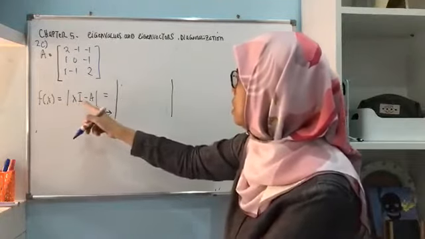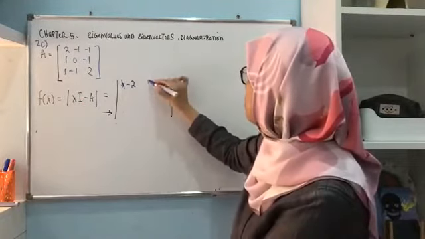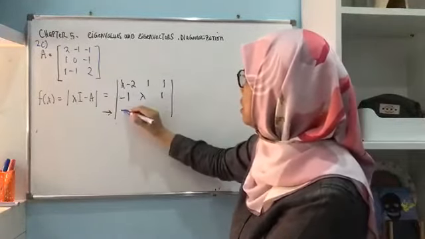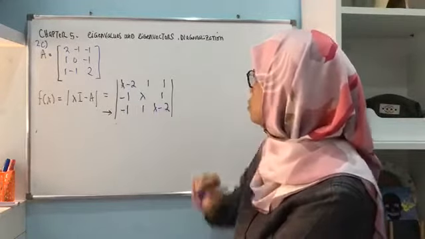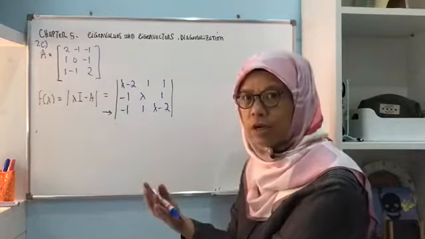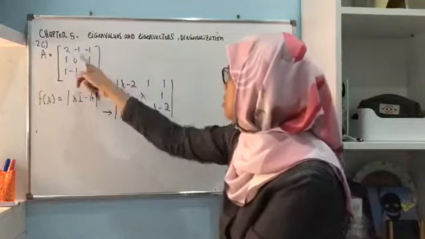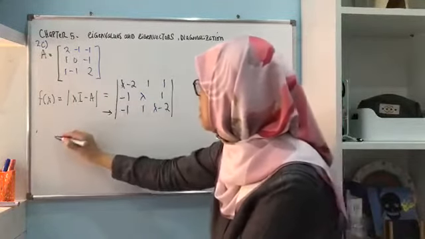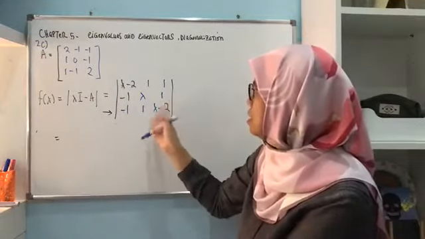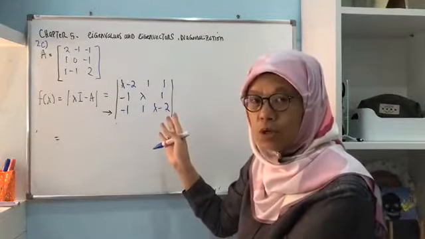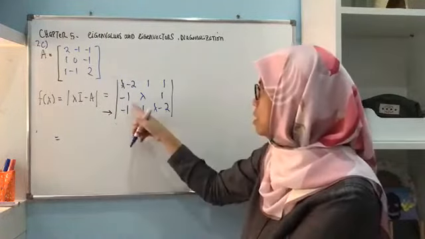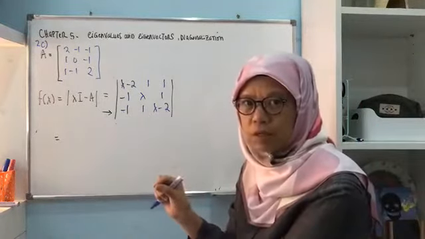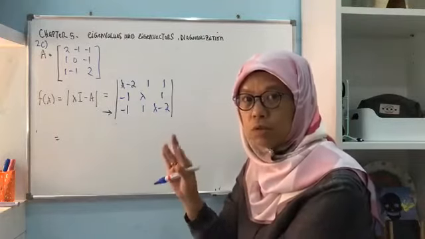So f of lambda is lambda I minus A, so you put lambda minus 2, 1, 1, negative 1, lambda, 1, negative 1, 1, lambda minus 2. Then check again whether this is right. Again, you see that there are no zeros here. Okay, so either you do row operation to make some of them 0, or you just do the cofactor expansion. So if you do cofactor expansion, you have to do 3 times.